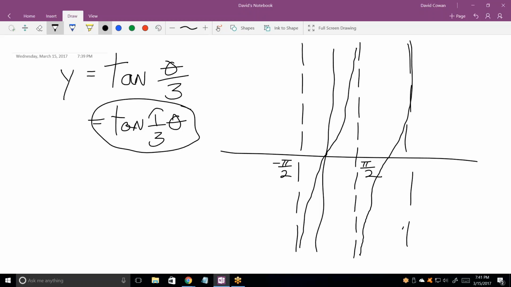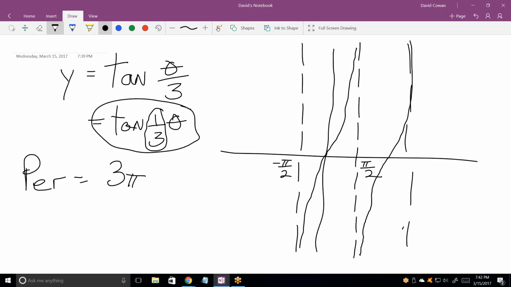This acts as a horizontal stretch because it's a number between 0 and 1. If that was a 2 instead of a 1/3, then it would be a horizontal shrink, and I would be compressing this thing. But I'm going to stretch it by a factor of 3. What's my period going to be? 3 pi. Instead of pi, it's 3 pi.